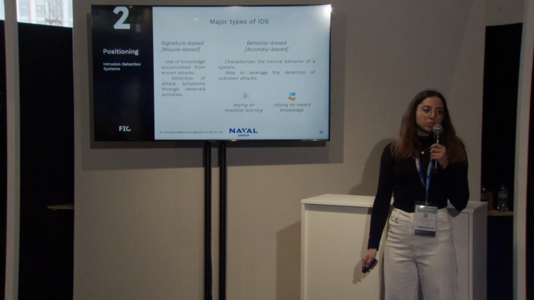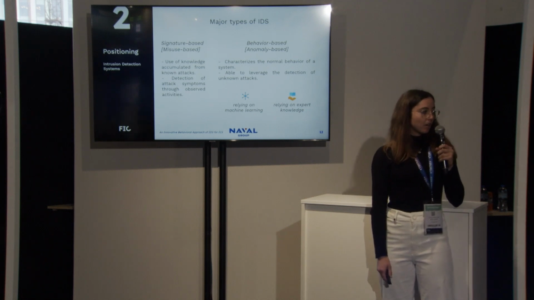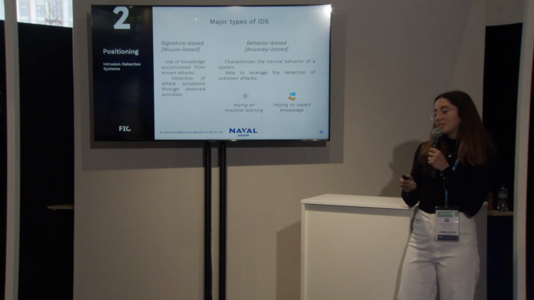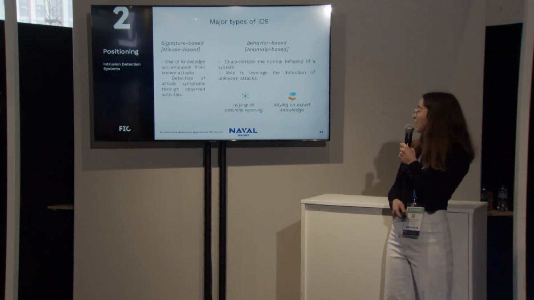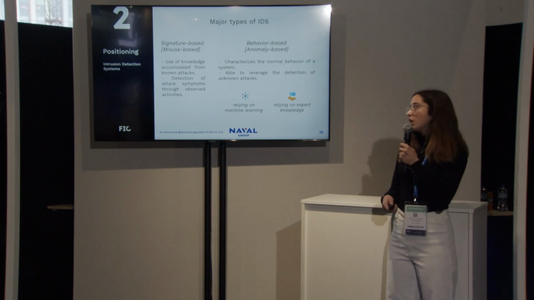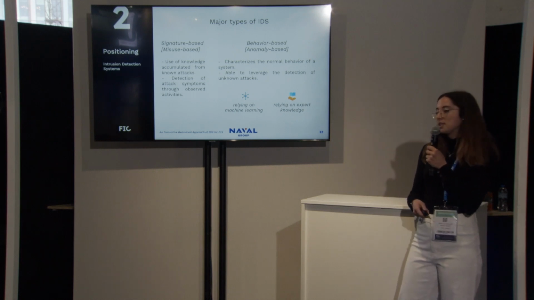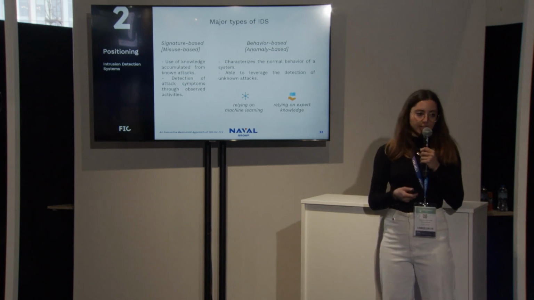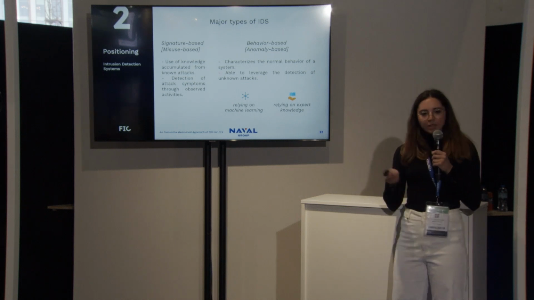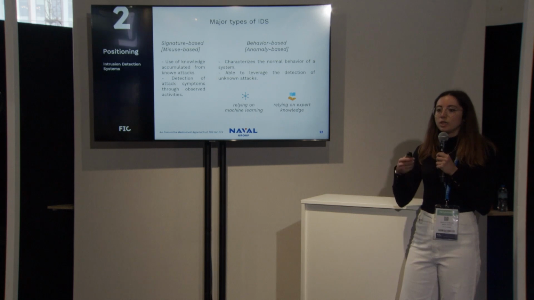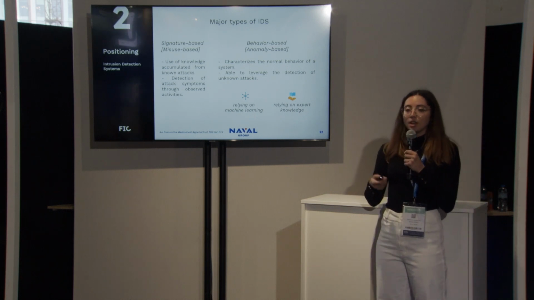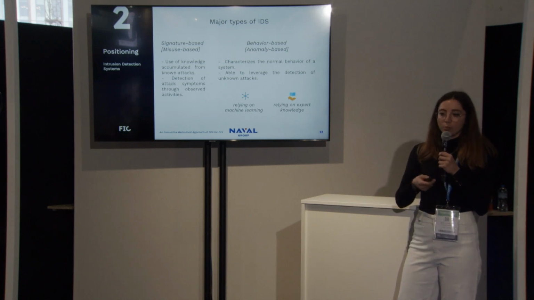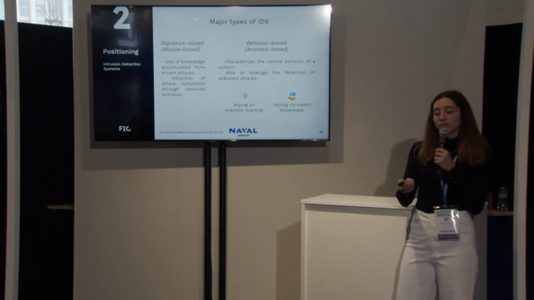So in the literature, you can find different types of IDS, two main kinds. There are the misuse-based ones and the anomaly-based ones. In the category of misuse-based, we often talk about signature-based IDS. In this category, you really focus on the attacks and you use the knowledge from previously known attacks.